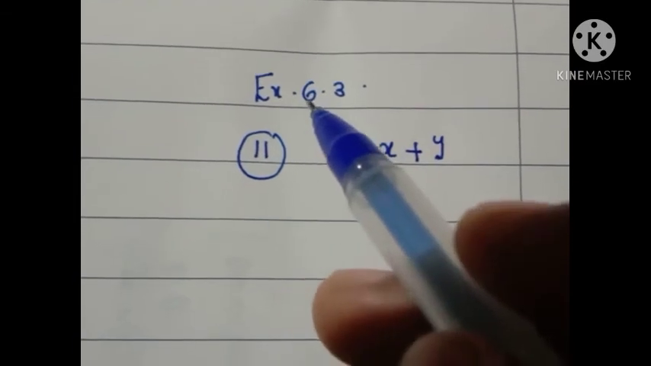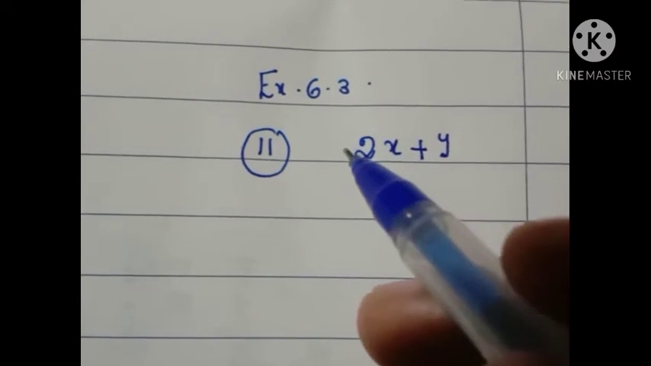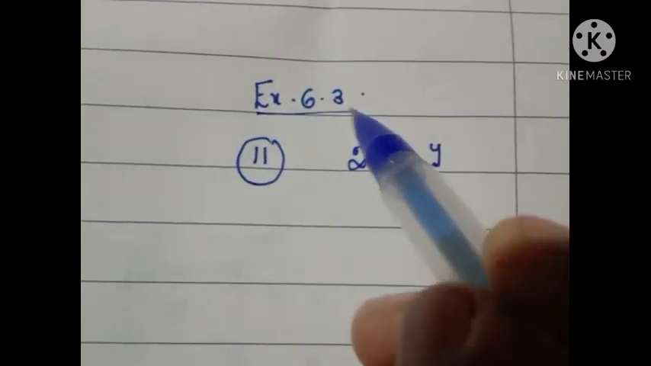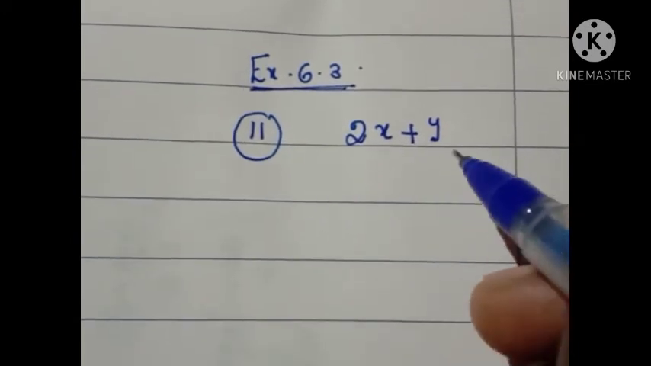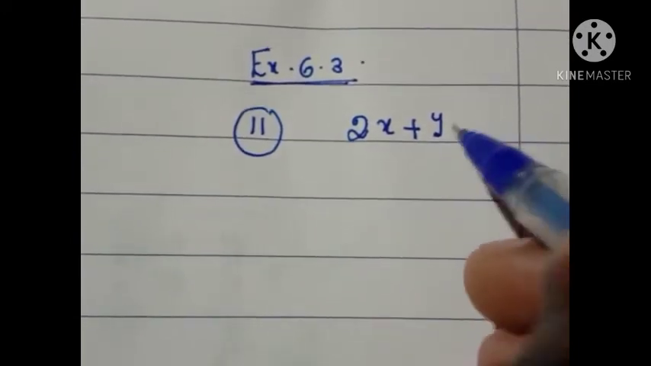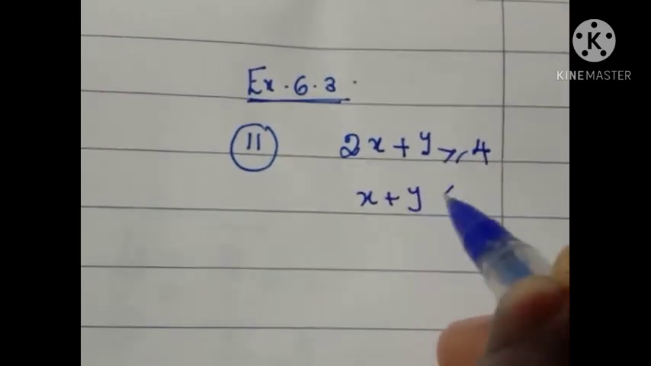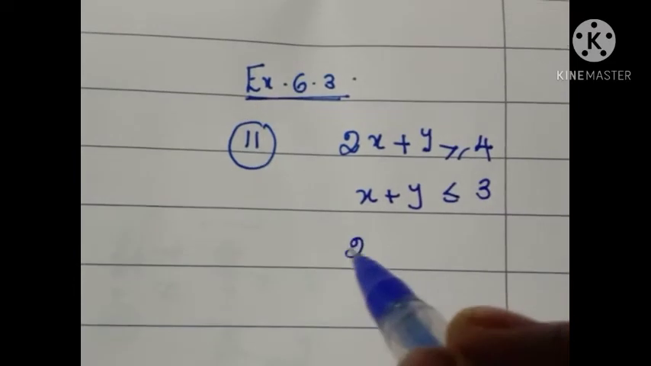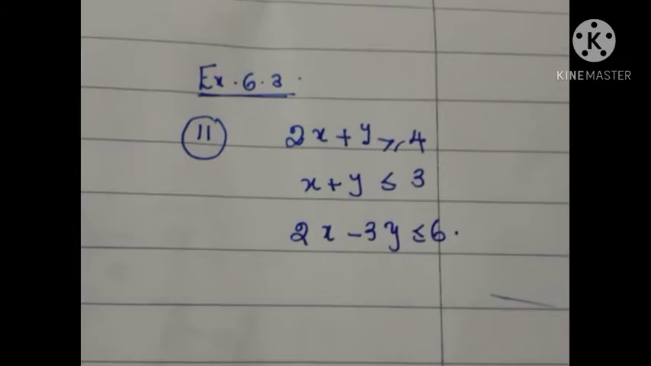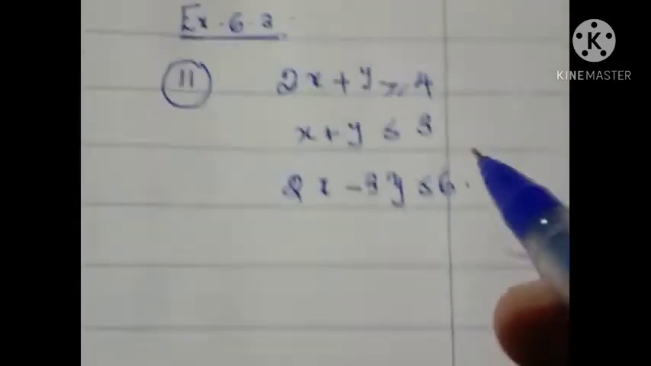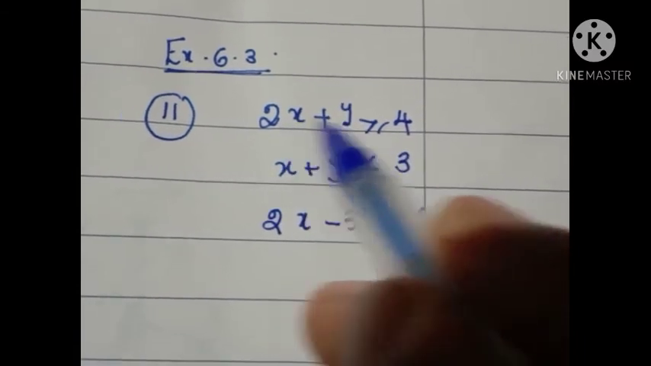Today we are going to discuss the graphical representation of a given system of linear inequalities. Let's see exercise 6.3 question number 11. See the inequalities: 2x + y ≥ 4, x + y ≤ 3, and 2x − 3y ≤ 6. Listen, these three inequalities are linear inequalities in two variables.